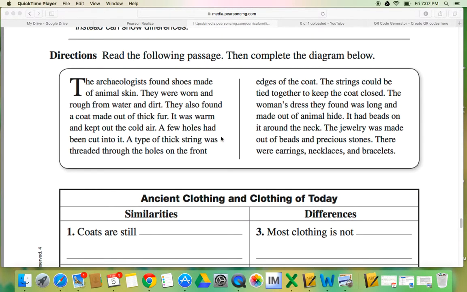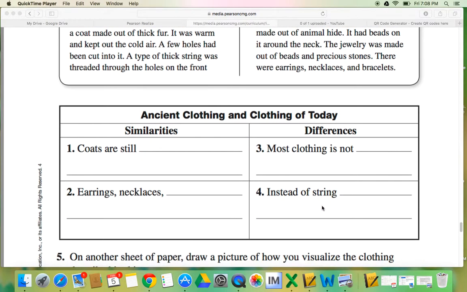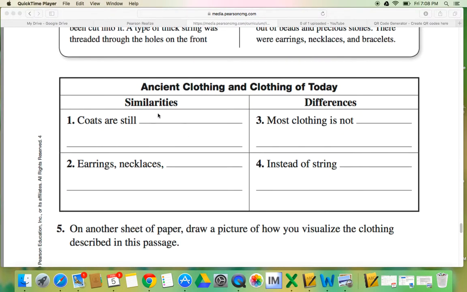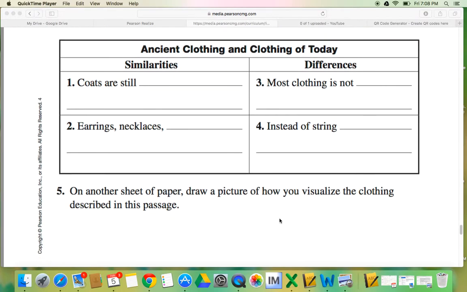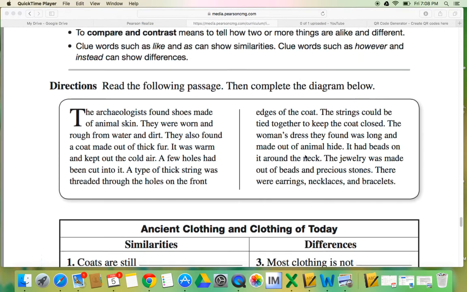So you're going to read this story. It's about ancient clothing that archaeologists have found versus clothing that we wear today. And then down here at the bottom, you'll try to figure out two things about these two items that make them the same as today, and two things that would be different from ancient clothing to clothing that we wear today. You can cross off number 5 on this side.